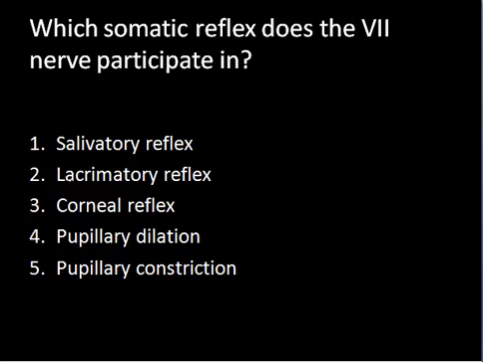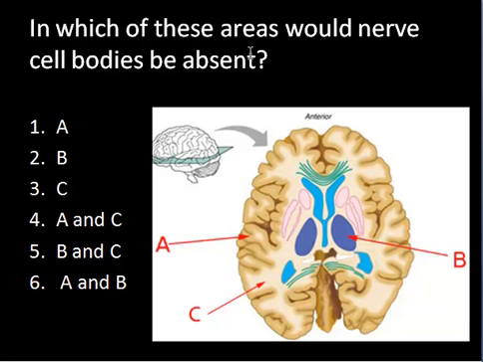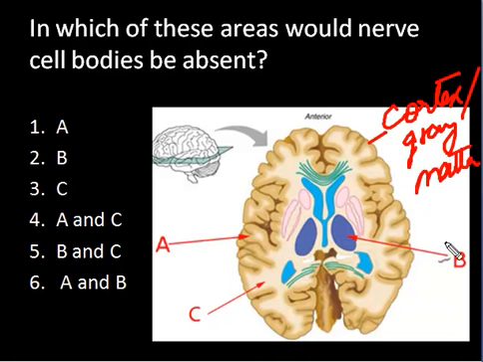Now let's look at this next question, which asks you, in which of these areas would nerve cell bodies be absent? So let's identify the areas. A, which is the outer rim of the cerebral hemispheres, is known as the cerebral cortex, or is also called gray matter. B is a nucleus, which you see, this nucleus is known as the thalamus. And so it's a nucleus. You don't really need to know the names of these nuclei, but this is a nucleus also called the thalamus.